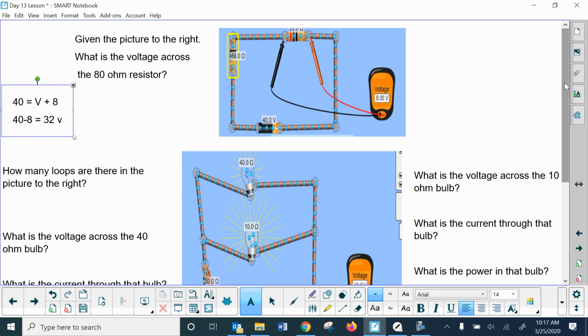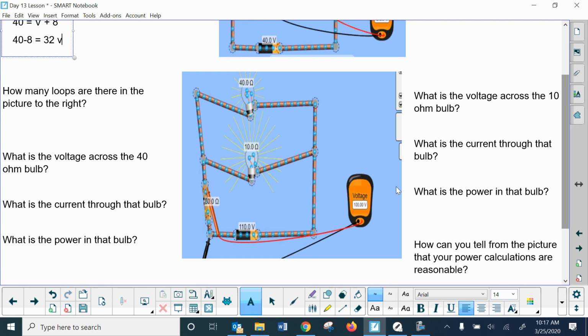Just to give you some other pictures, that was all in series again. But the next type of circuit we're going to study is a parallel circuit.